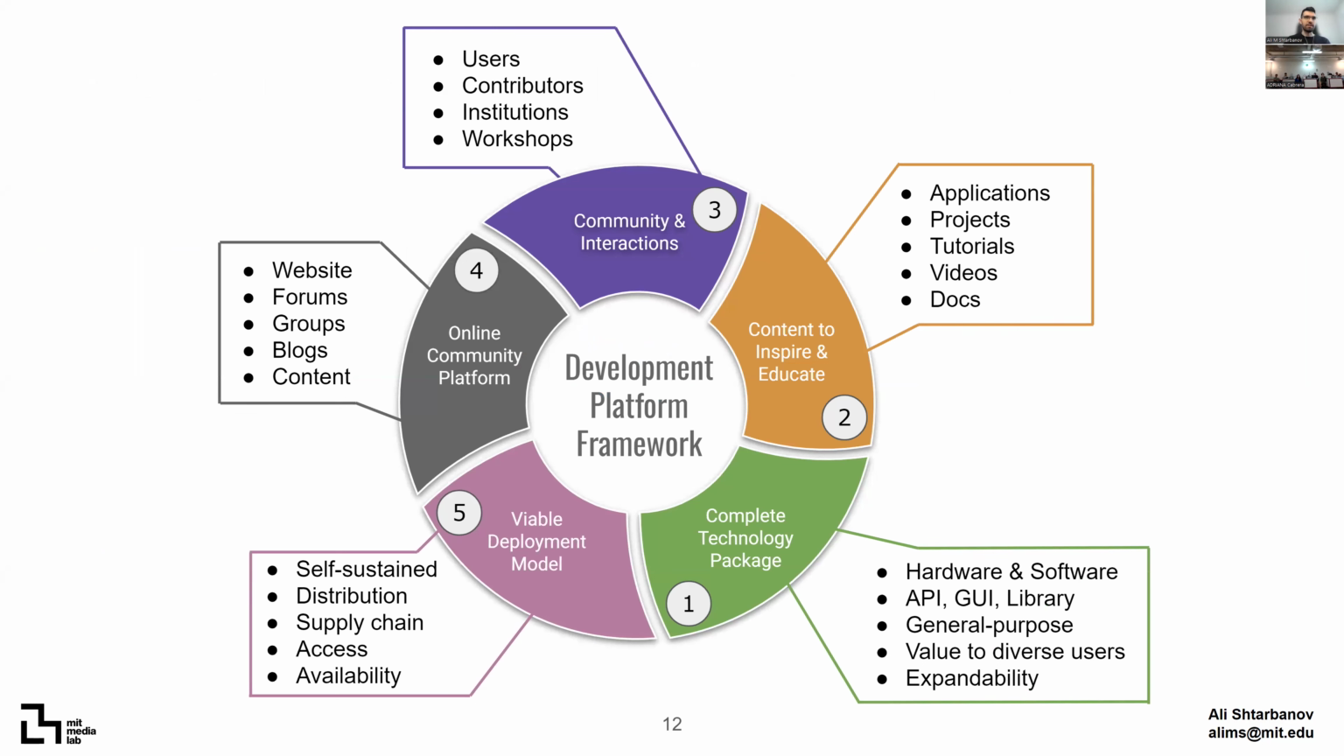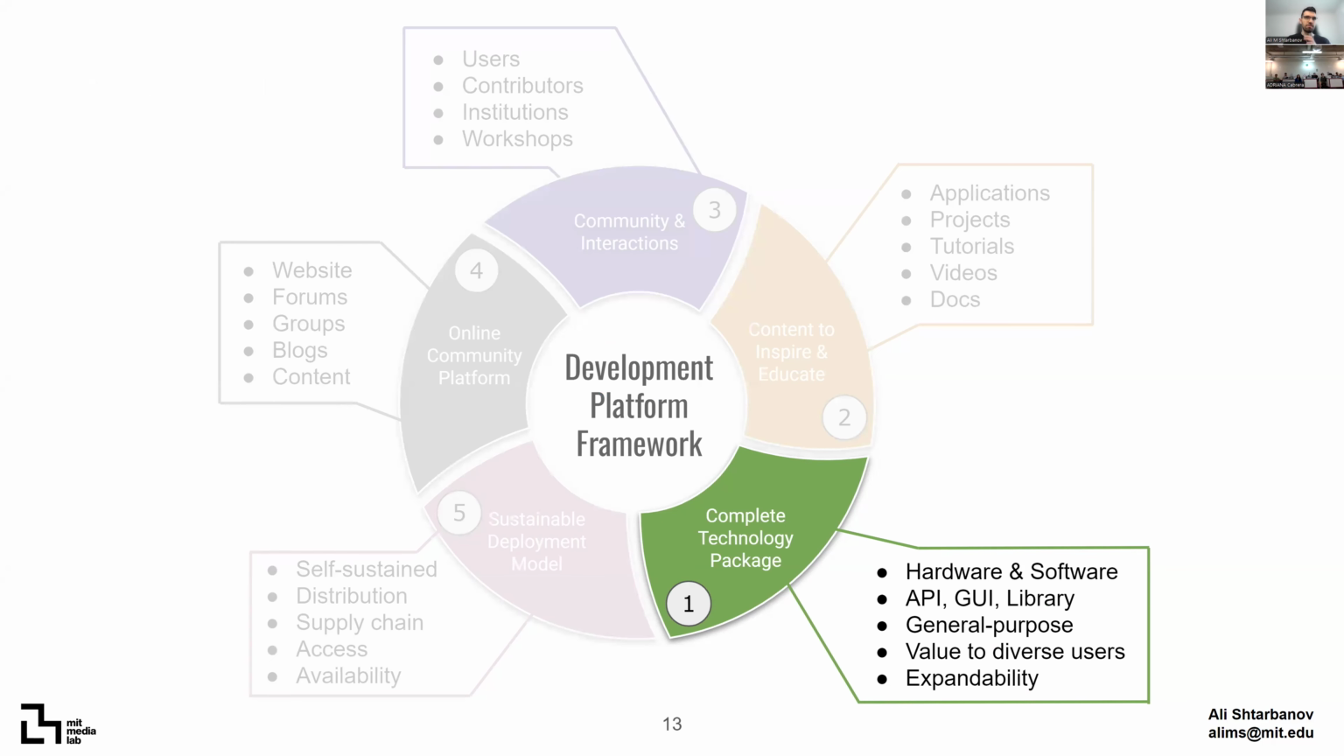Over the last several years, I have created a framework capturing the essentials for what it takes to design and deploy a platform for wide-reaching impact. The first requirement is to have a complete technology package, usually consisting of both hardware and software, with intuitive APIs and libraries. The platform should be general purpose, easily extendable, highly user-friendly, and bring value to both experts and novice users. It should also have a name that is both sticky and unique, so that people can remember it, find it easily in a Google search, and also be able to casually talk and write about it.